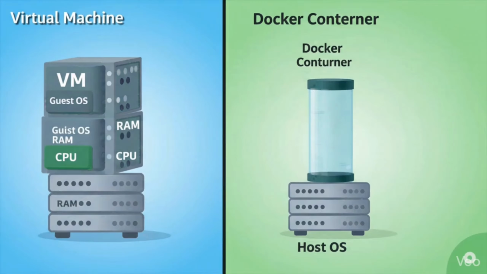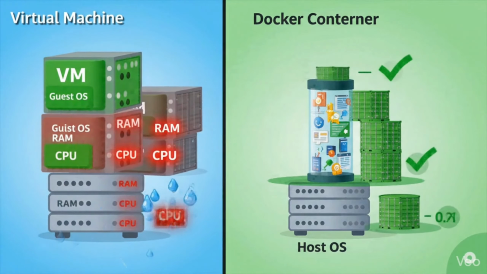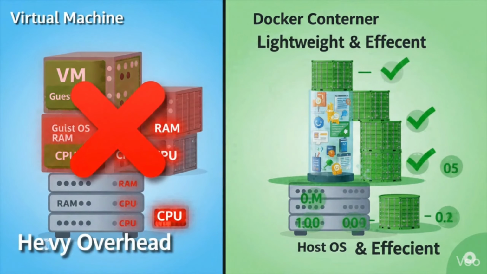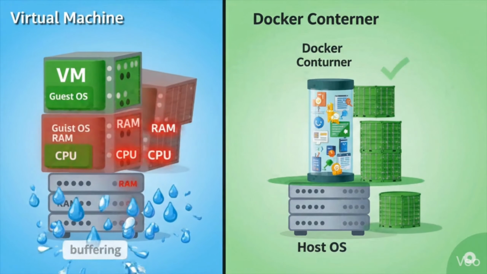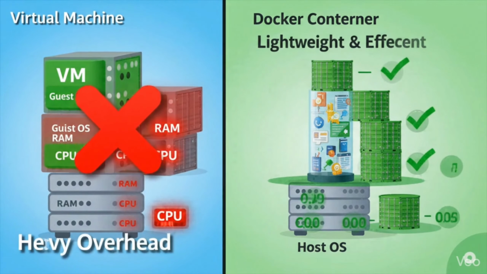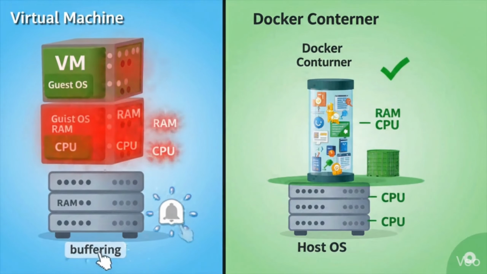Now, you might ask, isn't this just like a virtual machine? Not quite. Virtual machines are very heavy because each VM needs its own entire operating system. But Docker containers share your computer's existing operating system. This makes Docker containers super lightweight, incredibly fast, and they start up in just a few seconds using very little memory.